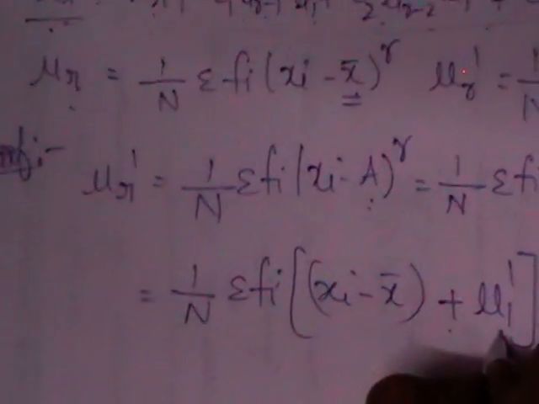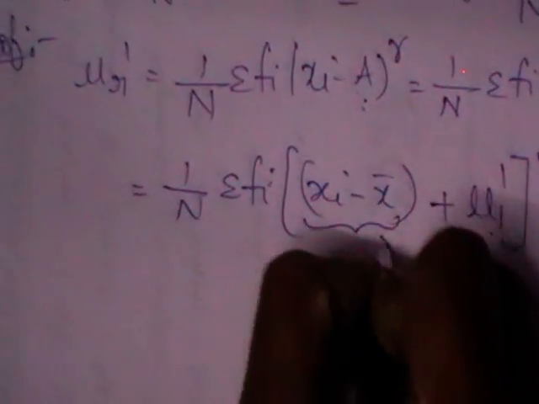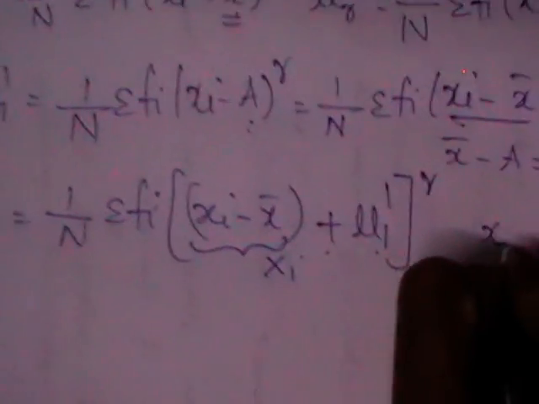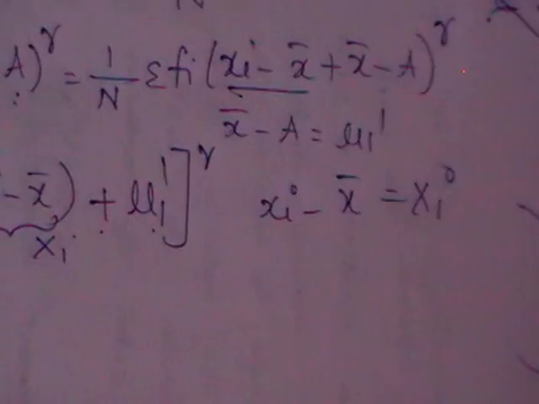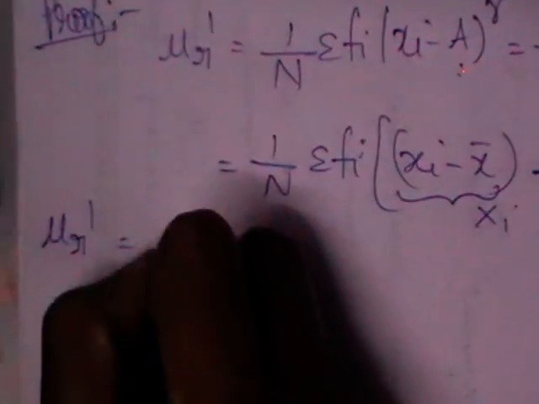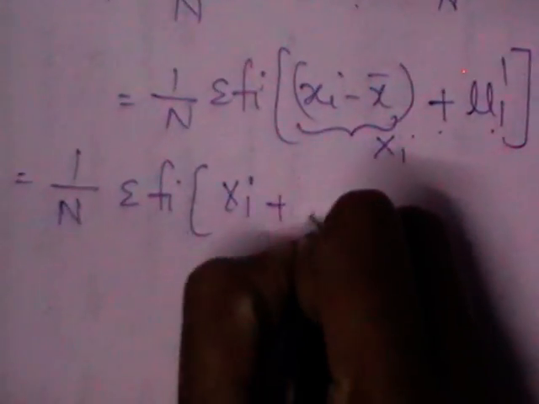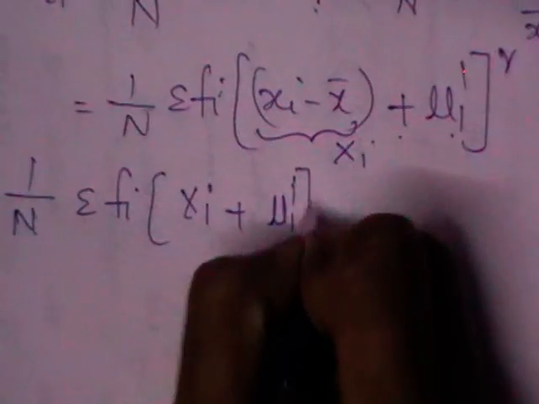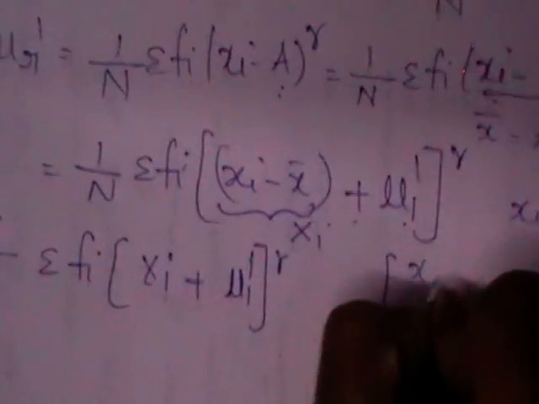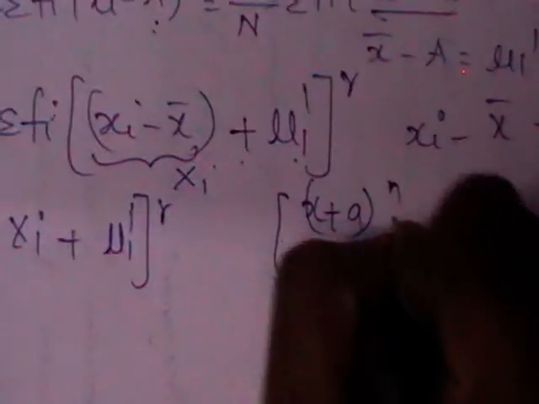Here you simply get mu 1 dash. Let us take this as some other term, as we previously did with xi minus x bar as capital Xi. So this mu r dash turns into 1 by n sigma fi into xi minus x bar, which is nothing but Xi plus mu 1 dash, whole power r. So again we are going to use the binomial expansion.